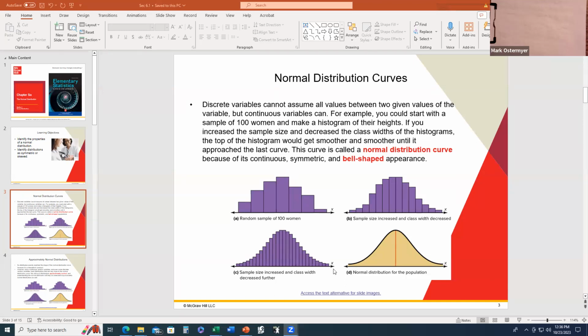To the point whereby if you allow your sample size to approach infinity, these bars increase in number and the widths of these classes decrease. All right, they actually approach zero. And what happens is these ever increasing number of little bars with ever decreasing class widths tend to carve out a more and more symmetric bell-shaped distribution.